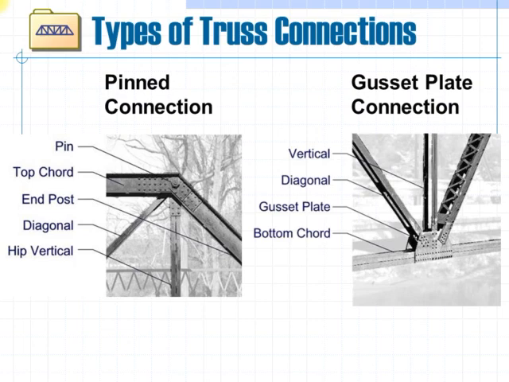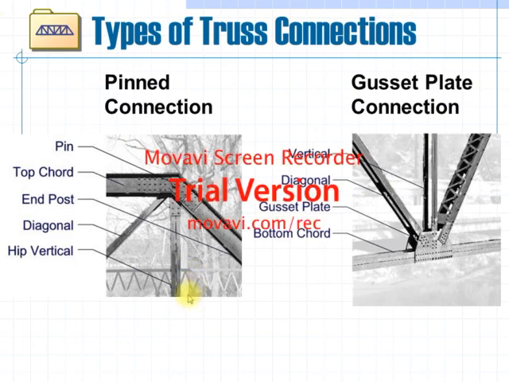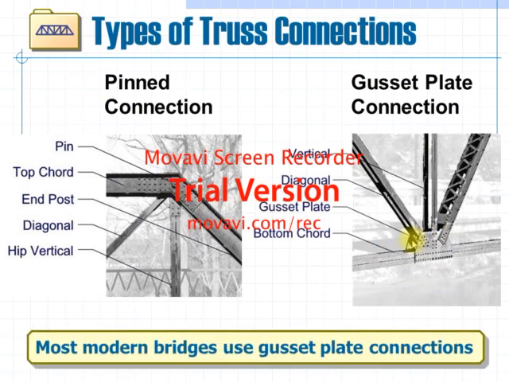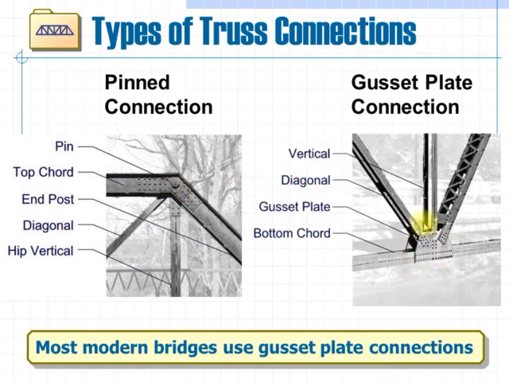Types of truss connections: pinned connection and gusset plate connection. This is the pin and this is the gusset plate. Nowadays modern bridges use gusset plate connection. The most preferable connection is the gusset plate connection.